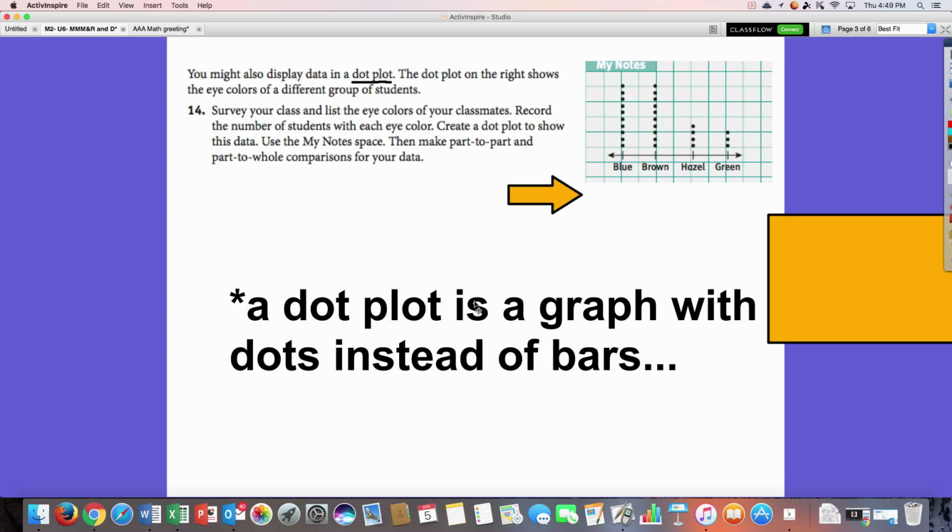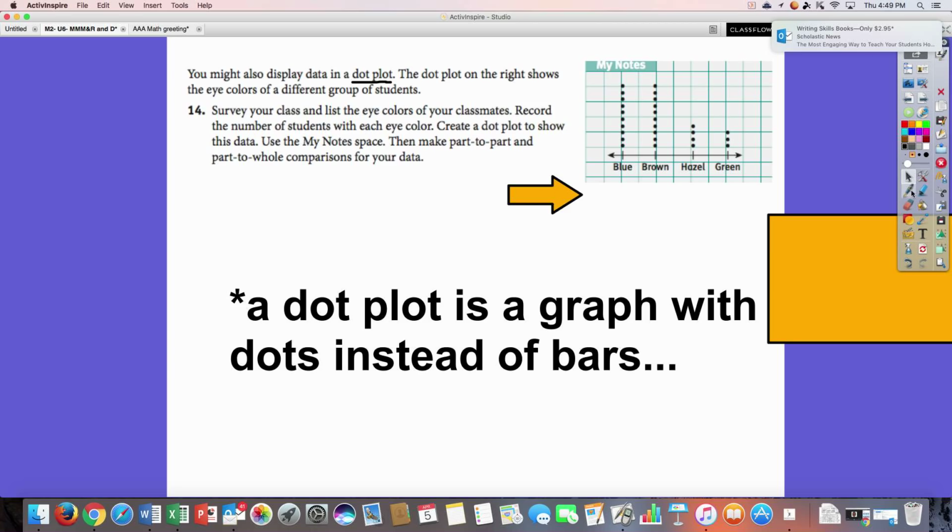A dot plot is a graph with dots instead of bars. The page before had bars on it or a pie chart. This is a dot plot. Each one of these dots represents a piece of data. So if I was adding up all these people, that's how many people I polled. So we got 1, 2, 3, 4, 5, 6, 7, 8, 9, 10. 10 plus 10 plus 4 plus 3. There are 27 total people in this class.